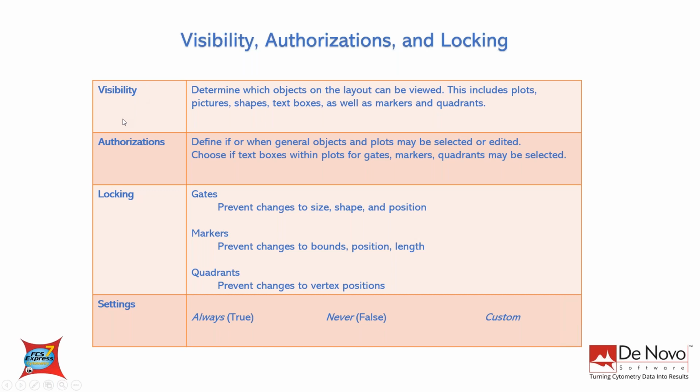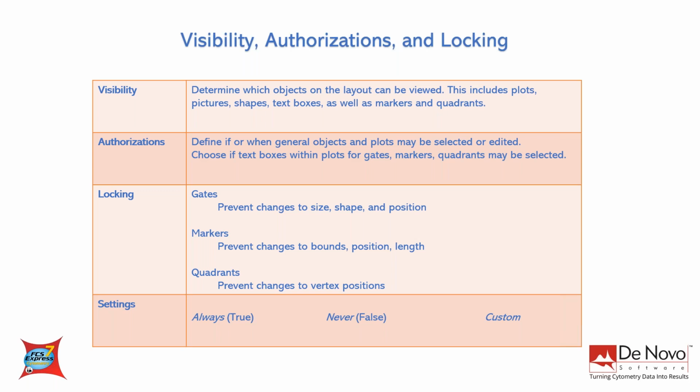Now, all three of these settings, visibility, authorizations, and locking, utilize a common trio of settings. And these settings will determine when or if each action is allowed. Those settings are always or true, never or false, and custom. For visibility, if the object is set to always, that means that the object will always be seen on the layout. Conversely, if you choose never, that object will be hidden on the layout and cannot be seen unless you enable hidden objects to be viewed.